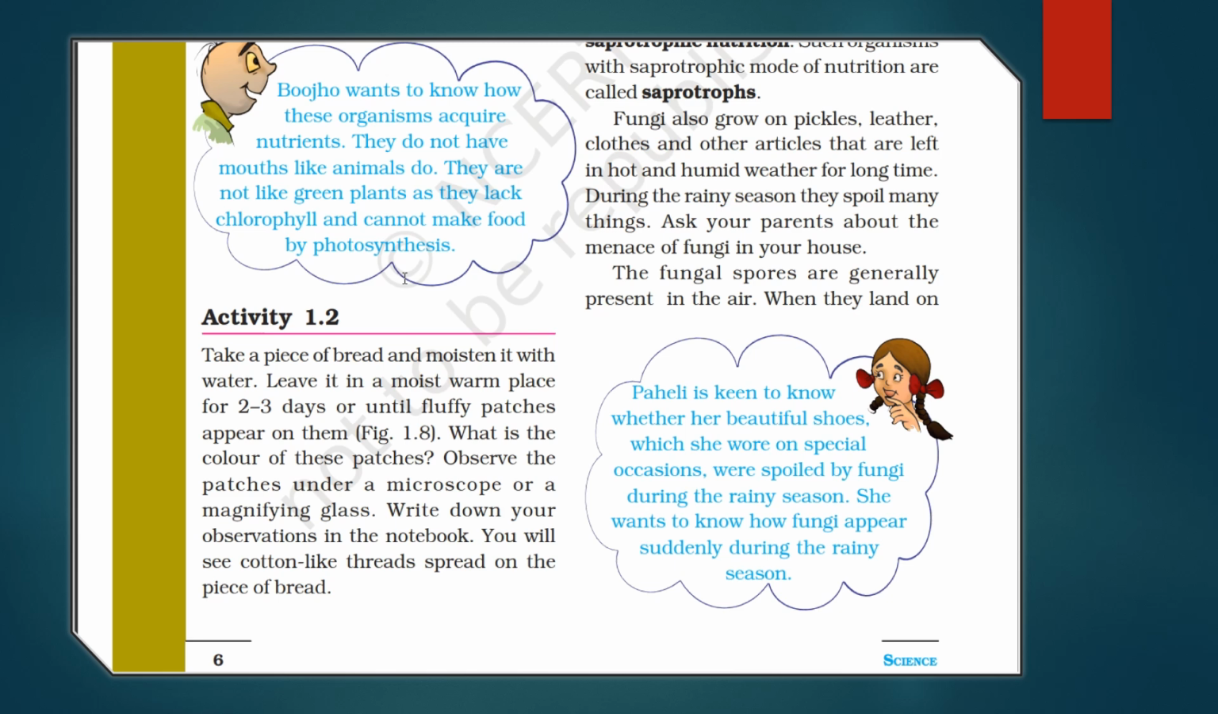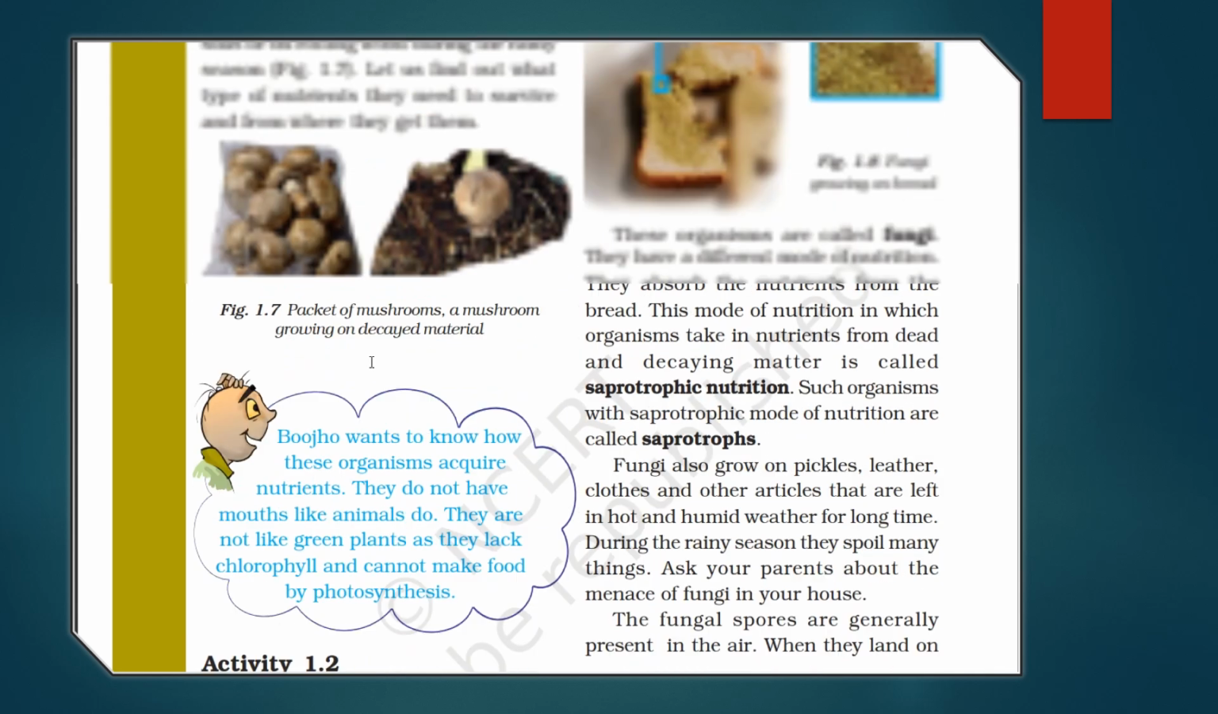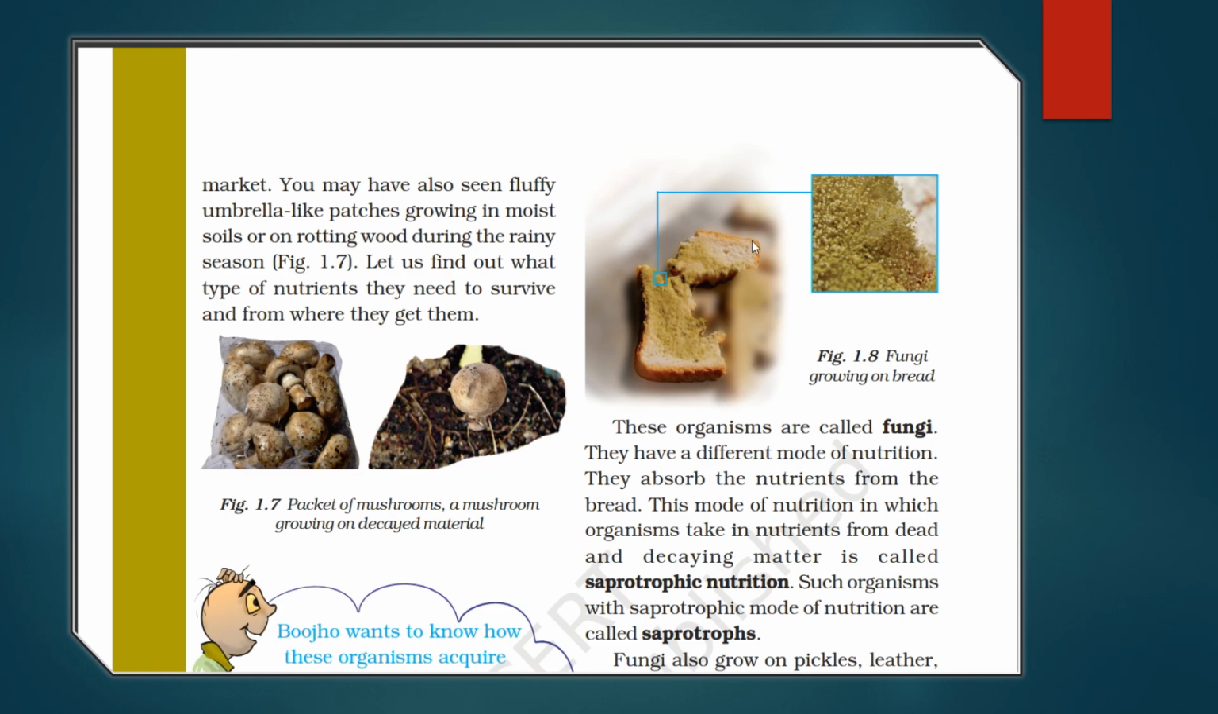So here we have one activity about where we will get these mushroom-type plants. Take a piece of bread and moisten it with water. You have to wet that bread with water. Leave it in a moist, warm place for 2 to 3 days, where the sunlight is not coming, or until fluffy patches appear on it. You can see the patches in this picture. So what are these? These are the fungi.